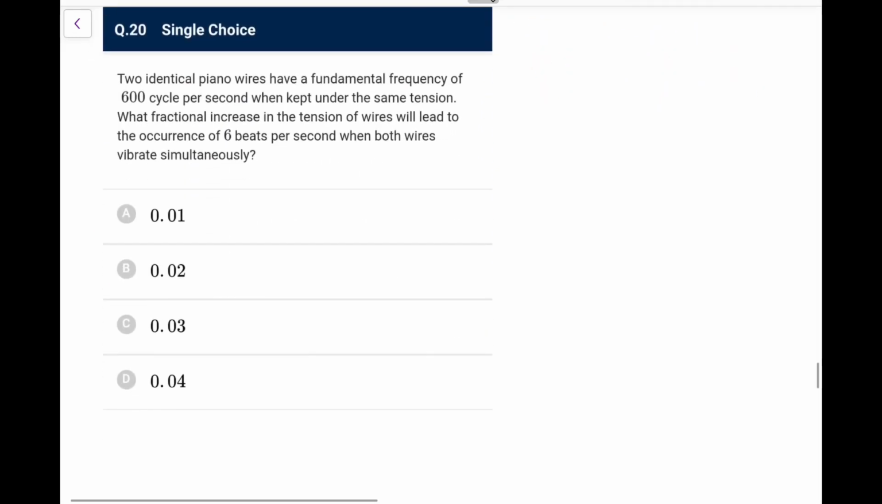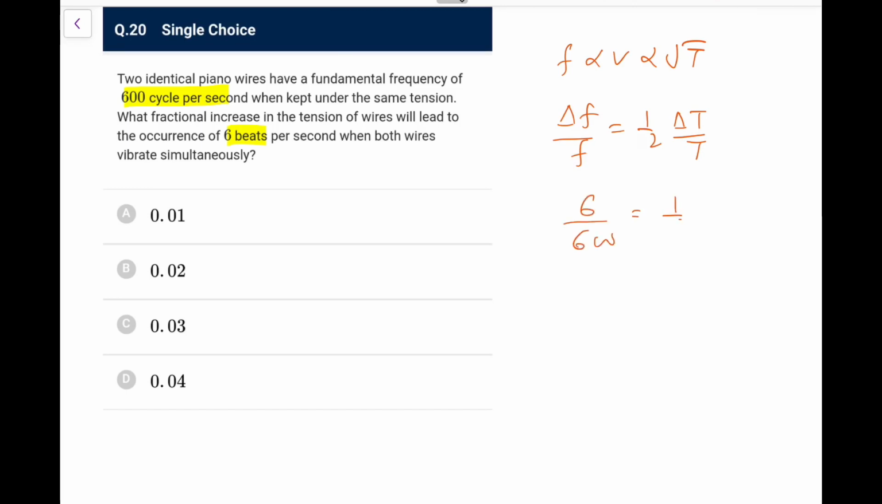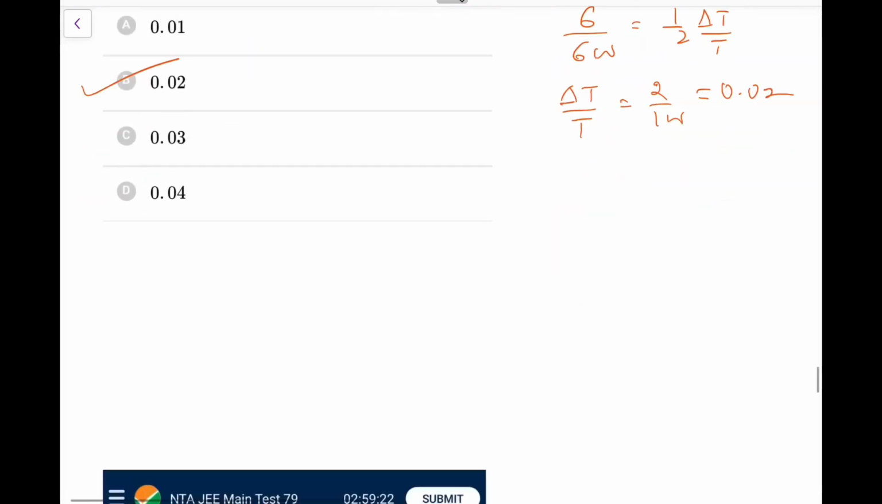Next. Two identical piano wires have a fundamental frequency of 600 cycles per second when kept under the same tension. What fractional increase in tension will lead to the occurrence of 6 beats? So what we can say, F is proportional to V is proportional to root T. So for small changes, delta F by F is half delta T by T. So 6 by 600 would be equal to half delta T by T. So delta T by T comes out as 1 upon 200 here, oh sorry, 2 upon 100. It's my mistake, it's 2 upon 100, that is 0.02. So it would be 0.02, go for option B.